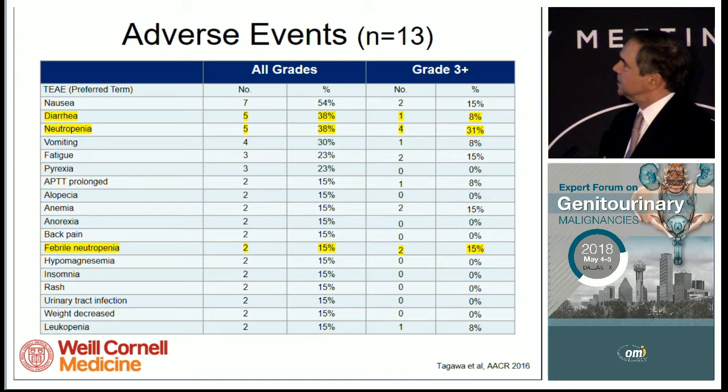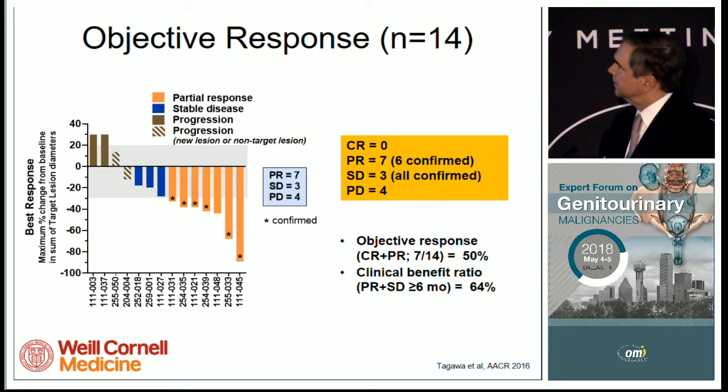Okay, these are the adverse events. Diarrhea, neutropenia, as well as febrile neutropenia were the ones that predominated in this particular study. Now, this is a small number of patients, but there are objective responses. These are all partial, so 7 of the 14 patients in the preliminary experience that was presented at the AACR had a partial response. 3 patients had stable disease.